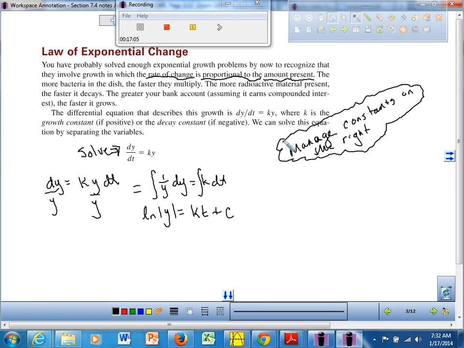Okay. All right. I want to get y by itself. Help me. How do I get rid of that natural log? E to the power of both sides. So e here and e here. And on the left, the e and the natural log undo each other. And we are left with the absolute value of y equals e to the kc plus c.